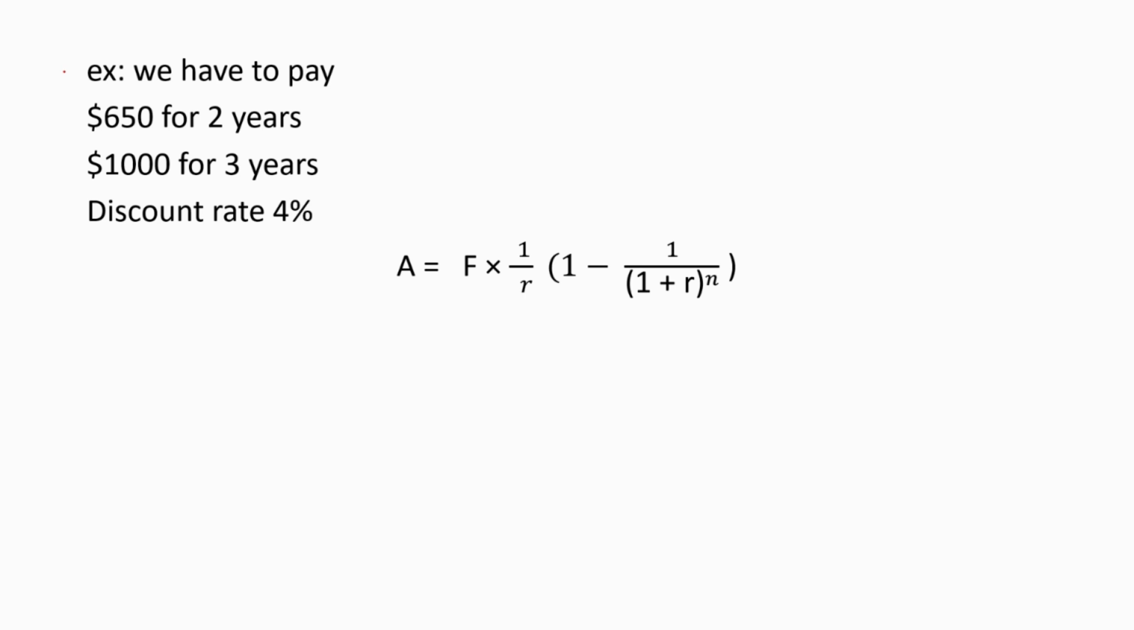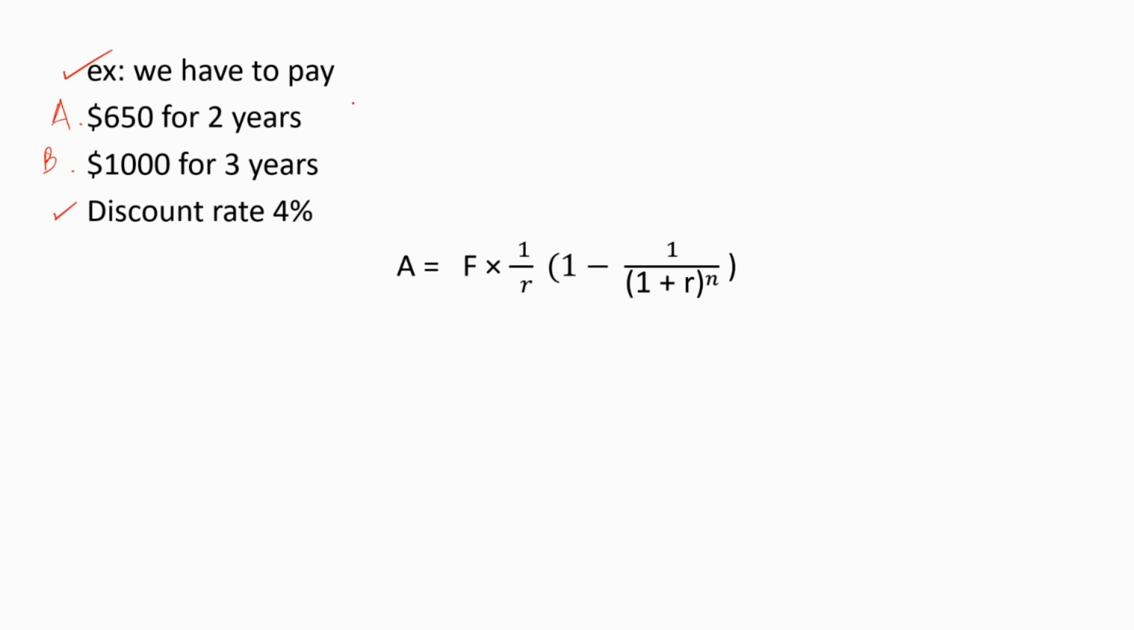Now let's do an example. Let's say we have to pay option A $650 for 2 years and option B $1,000 for 3 years. Discount rate is given as 4%. What we have to do is calculate the annuity for these two options. Annuity is the present value of the future cash flows.